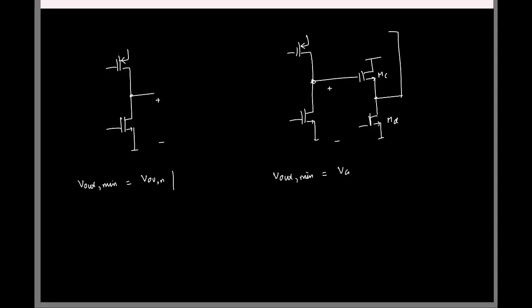VGS of C plus overdrive of MD. So along with one overdrive, we also need to spend one gate to source voltage. That will severely limit your swing limits, especially in lower supplies. So this is one reason we almost never use a source follower at the output stage, right?